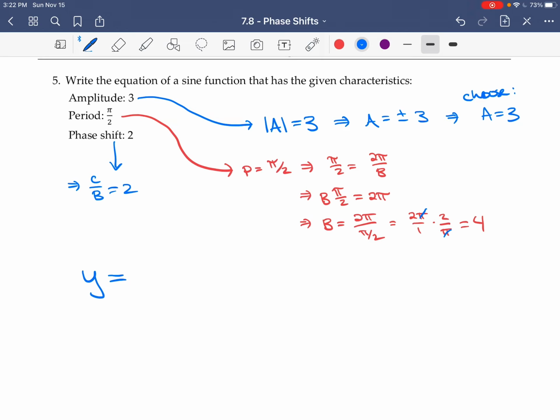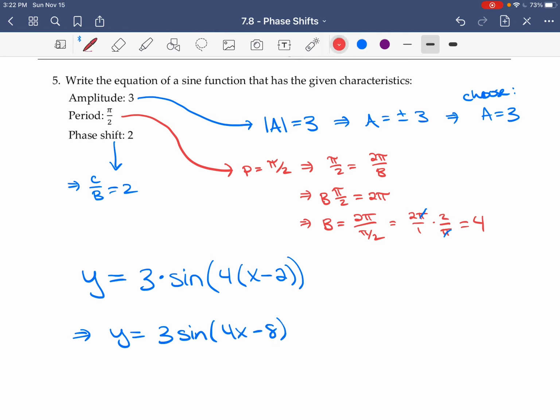And it's a sine graph. So my A is 3, so it's going to be 3 times sine of the b value, which is 4, times x minus the phase shift, which is 2. And then it doesn't say any vertical shift, so I would leave it like that. If you wanted to expand in here, this is 4x minus 8. And then you can see here that your c value would be 8. And the d value is 0.